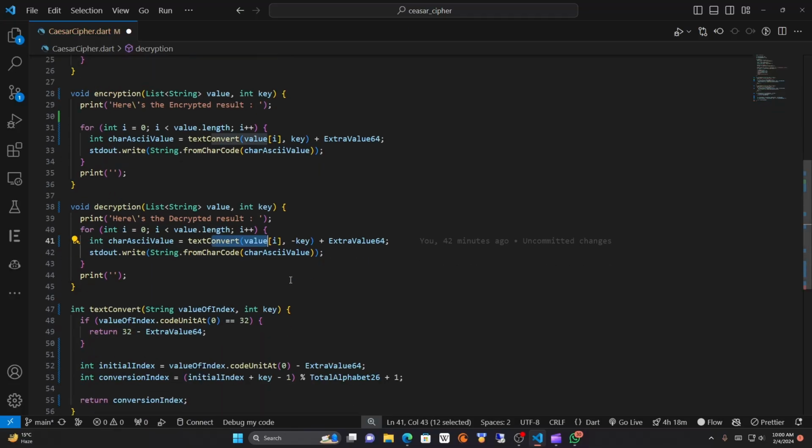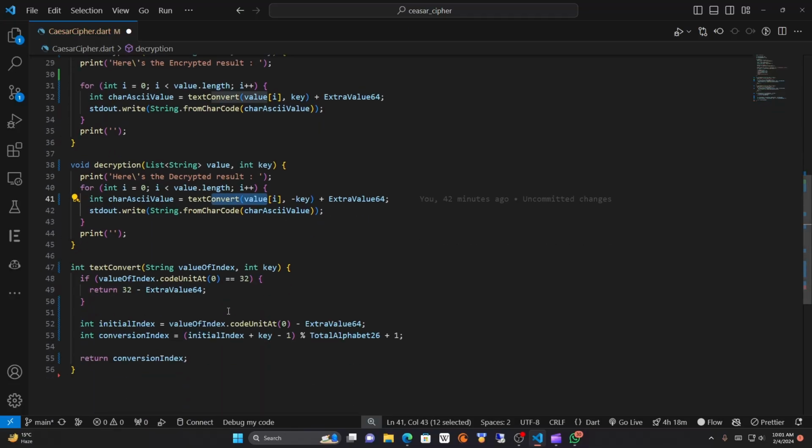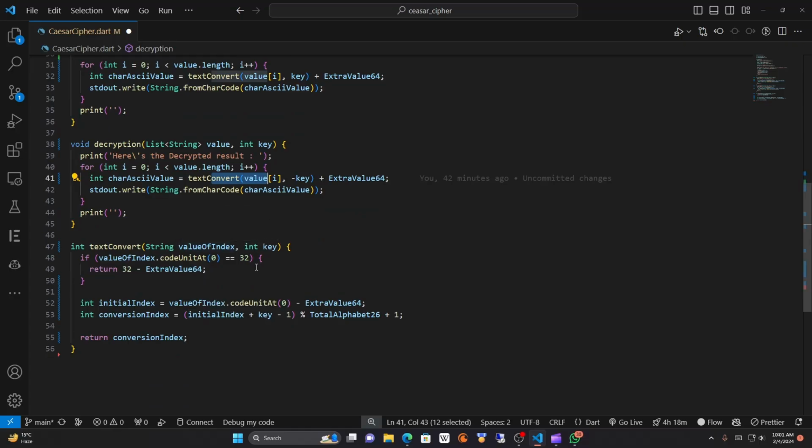Next, our text convert function takes a character and calculates its initial index in the alphabet, then applies the Caesar cipher algorithm to it, which is here, and then the processed index. If you input plain text, it will give you the index of the ciphertext, and if you give a ciphertext input, it will give you a plain text index as a result.